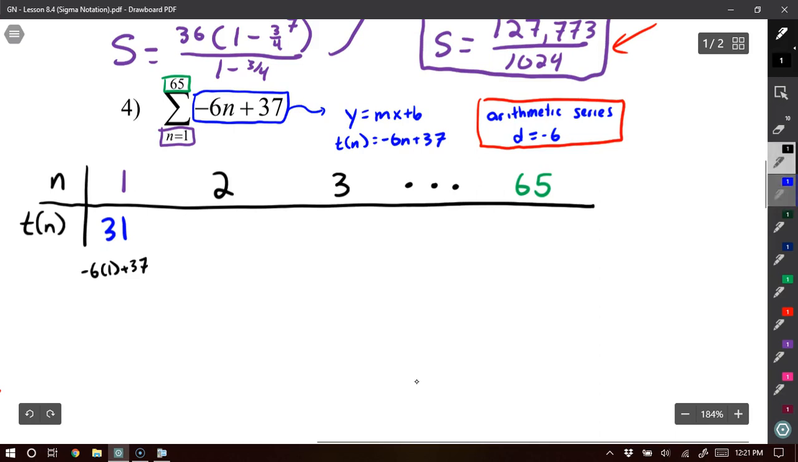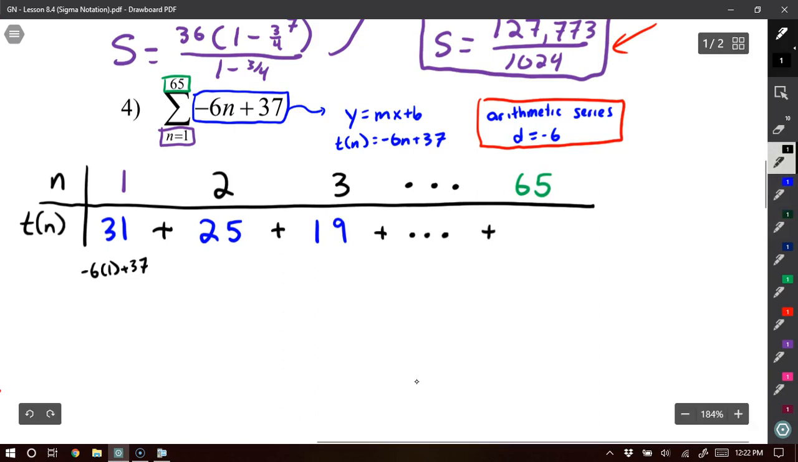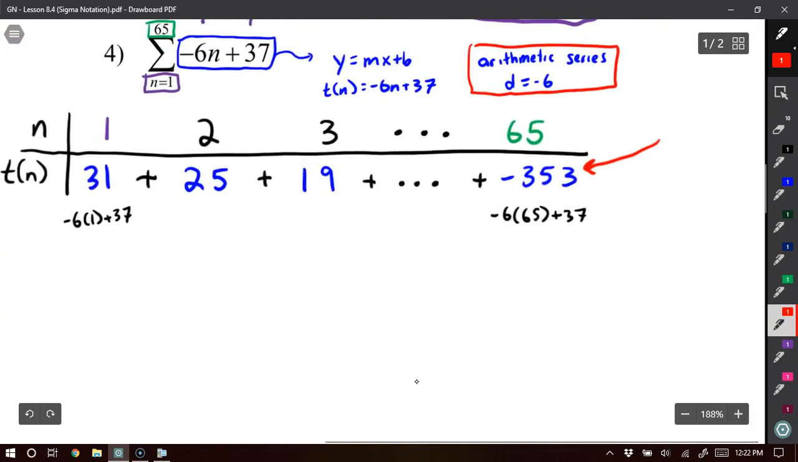Now I can input, remember plus signs in between. I could input each time the n and get the expression, or I can realize this is going to be arithmetic. So I am subtracting 6 each time. So this would be 25, and this would be 19. For the last one, though, because it's so far away, I will do -6 times 65 plus 37 and get -353. So it's asking us to write out the series. There it is, done. And asks us what's the type. It's arithmetic. We answer that first.